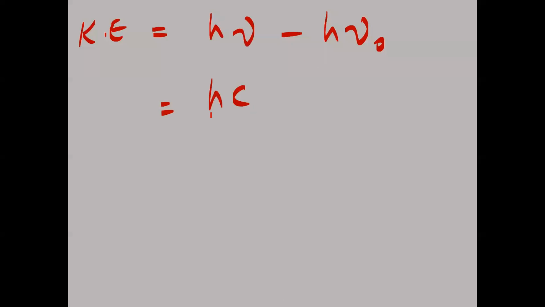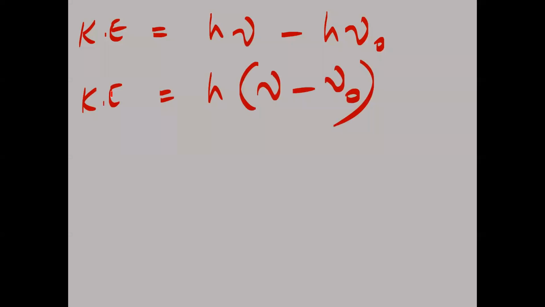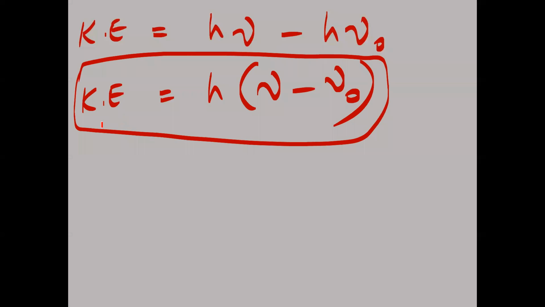Next, the same formula we can write like this. KE, kinetic energy, is equal to h nu minus h nu naught, that equals hc by lambda, or the same thing, h of nu minus nu naught. Kinetic energy of the photoelectron is equal to h of nu minus nu naught. This formula you must remember.